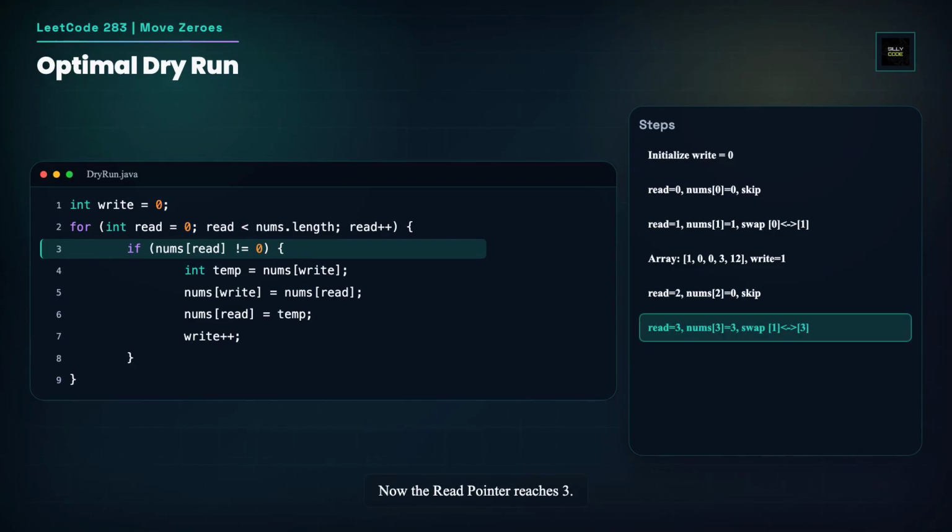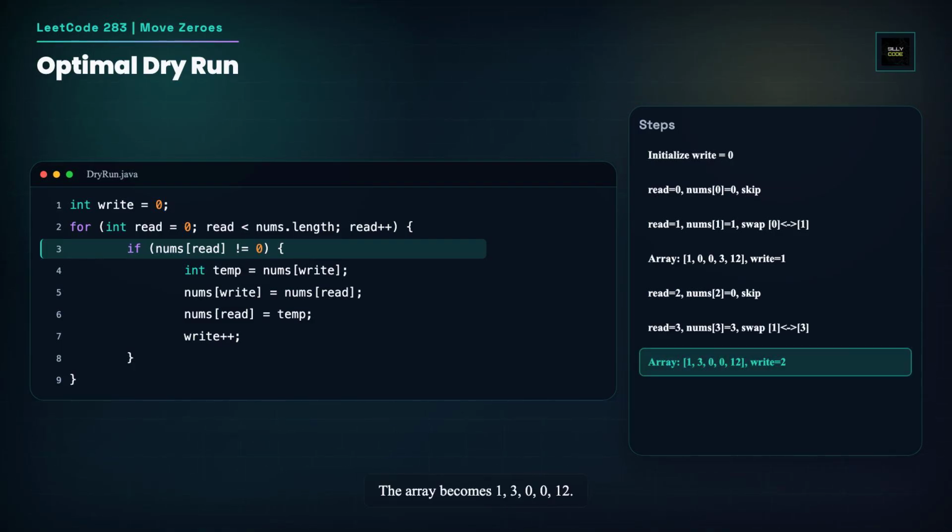Now the read pointer reaches 3. Where should 3 go? The write pointer is pointing at index 1. That's exactly where the next non-zero value belongs. So we swap them. The array becomes 1, 3, 0, 0, 12. Both pointers move forward. The write pointer is now at index 2.